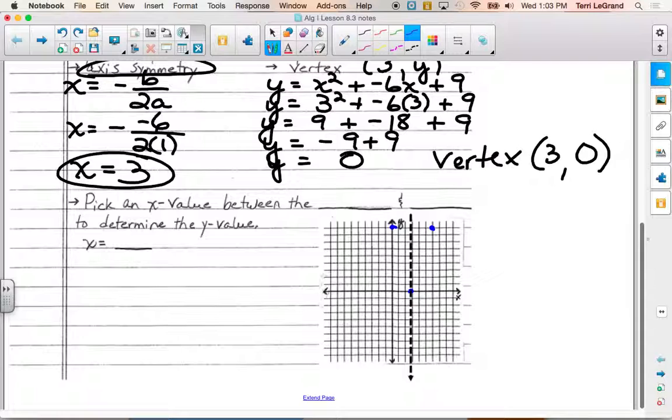So they are 6 units apart now, but one's 3 units from the axis of symmetry, so is the other one. They're symmetric. Okay, they have the same y value. So we have 3 of our 5 points now, right? Okay, but we don't get to be done.